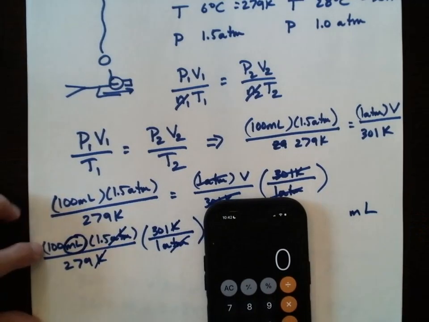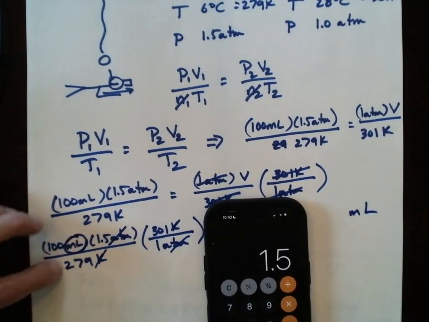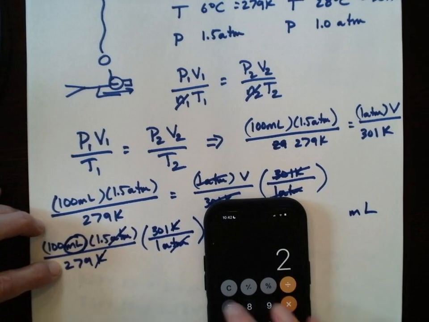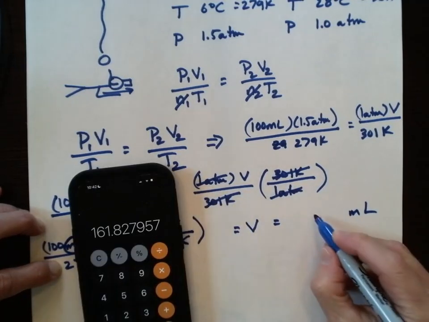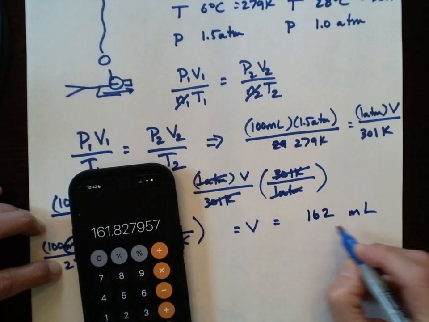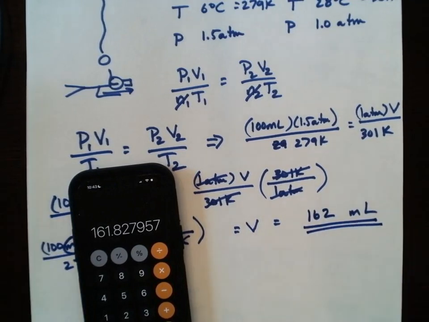And the arithmetic will be 100 times 1.5 divided by 279 times 301. Of course, divide by 1 is the same. It looks like the volume of the bubble is going to increase from 100 mils to 162 mils as it rises to the surface. All right, one more problem.